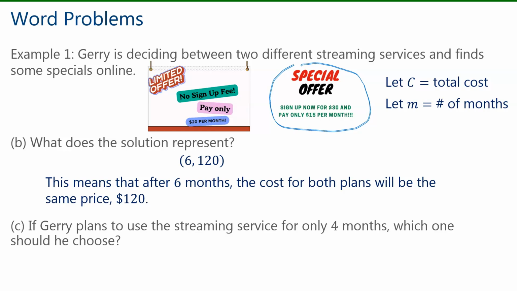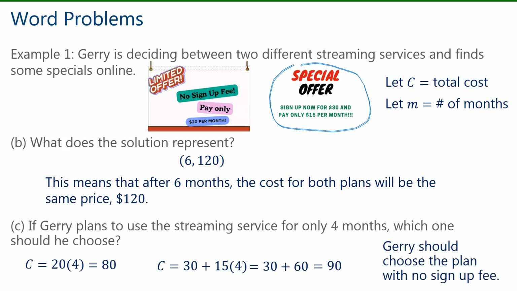So now let's say Jerry plans to use a streaming service for only 4 months. Which one should he choose? Well, for the first offer, we just need to multiply 20 by 4, which would give us $80. And for the second offer, we would say 30 plus 15 times 4, which is 30 plus 60, which would equal $90. So now comparing the prices, we should say that Jerry should choose the plan with no sign-up fee, as that would be cheaper for 4 months.